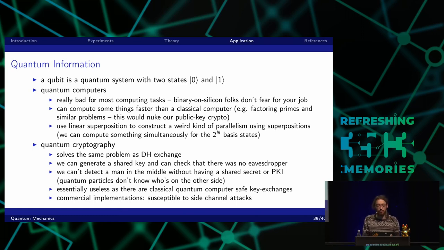And then there's quantum cryptography, and that fundamentally solves the same problem as a Diffie-Hellman key exchange. We can generate a shared key, and we can check by the statistics of our measured values that there was no eavesdropper, which is cool actually, but it's also quite useless because we can't detect the man in the middle. How should the quantum particle know if the other side is the one that we want to talk to? We still need some shared secret or public key infrastructure, whatever, so it doesn't solve a problem that we haven't solved.